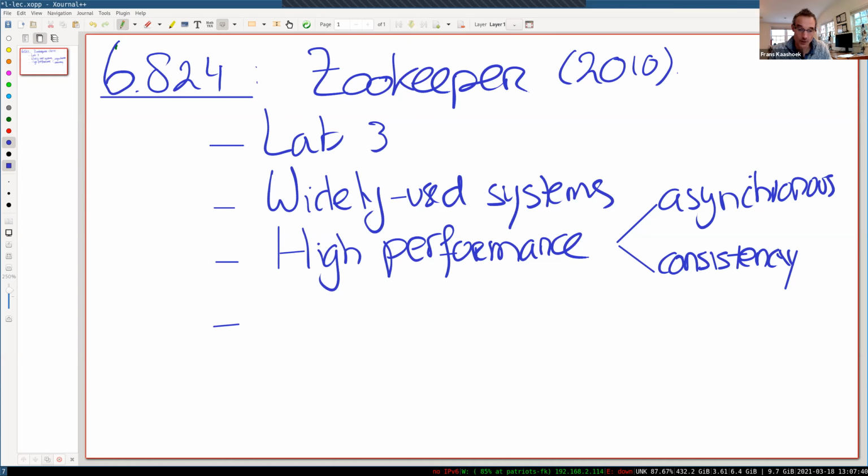Then the second aspect that is interesting about Zookeeper is, in addition to being high performance, it is a generic, what they call a coordination service. And the point being here is that there are many applications where you need to keep track of who's part of this cluster and who is the master. So think about MapReduce, or think about the master in GFS.